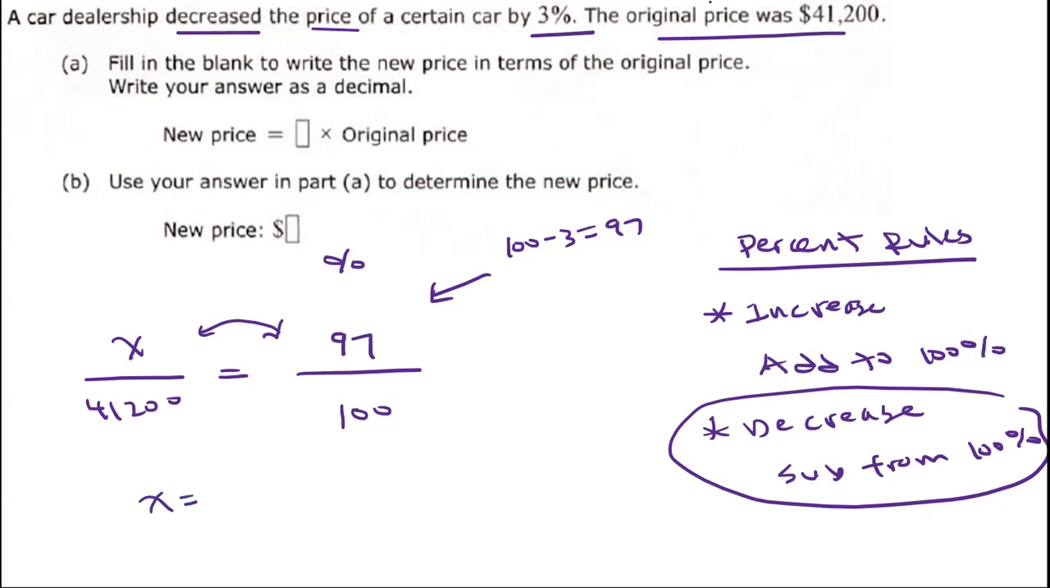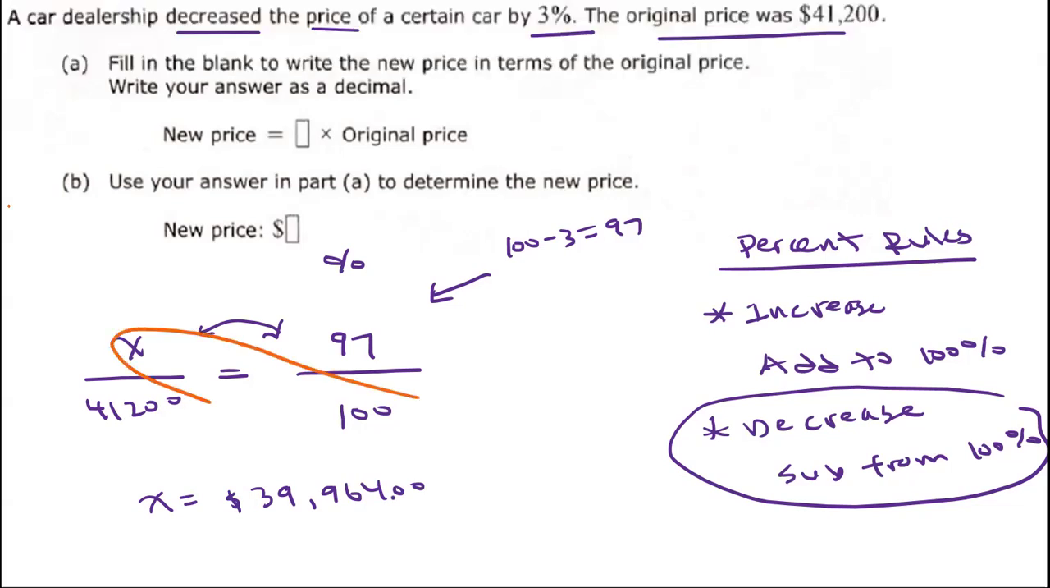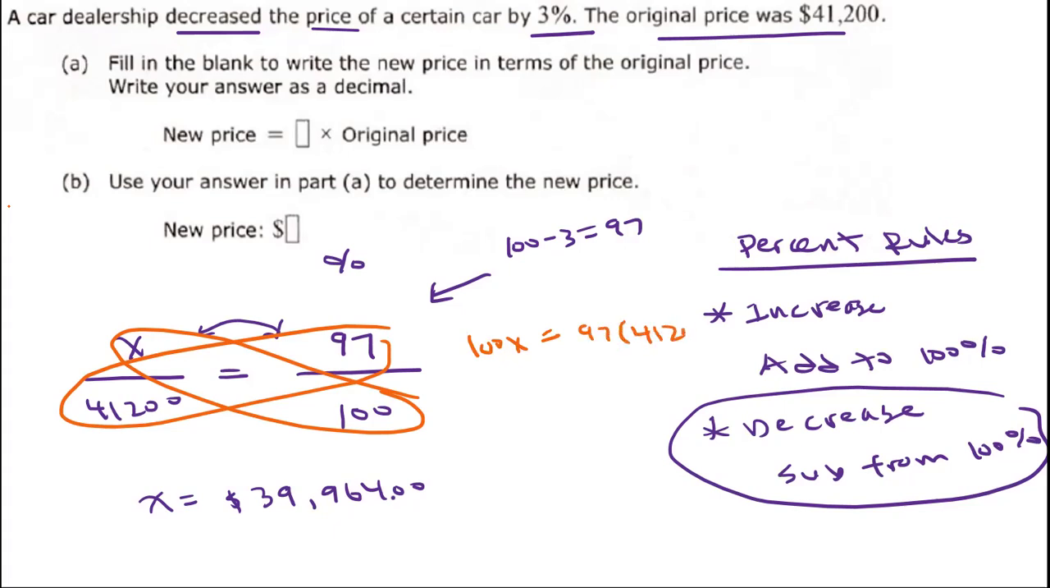And then we will get $39,964. Remember, we just do the butterfly move here. We multiply these together and then multiply these together. So that would be 100x equals 97 times 41,200, then divide both sides by 100, and then x would be here.